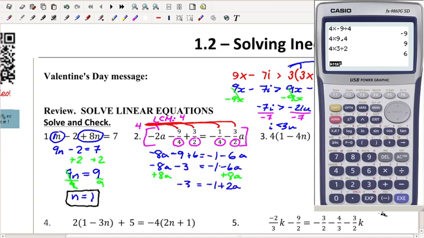Now you could have moved the minus 6a if you wanted to. The only thing that it helps out with is it guarantees you a positive coefficient on your variable. But that's not really a big deal if you don't mind dividing by negative numbers. It's really up to you. You could have moved the 6a instead.